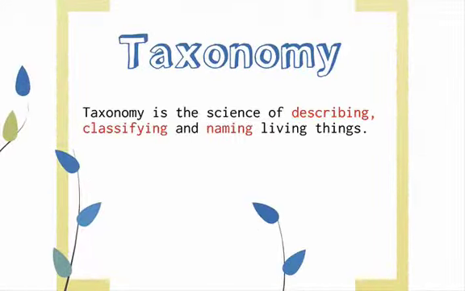All right, let's move on to taxonomy. Taxonomy is the science of describing, classifying, and naming living things. I have those things highlighted in red because they're the three most important things that happen in taxonomy. They describe, classify, and name.